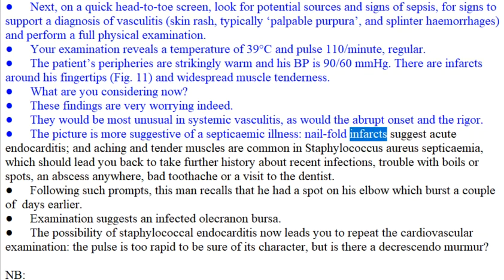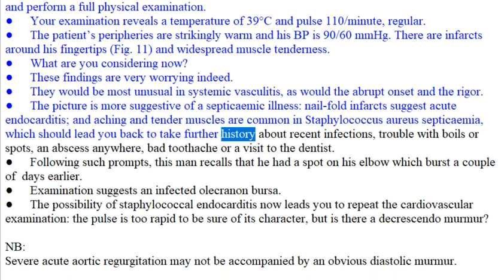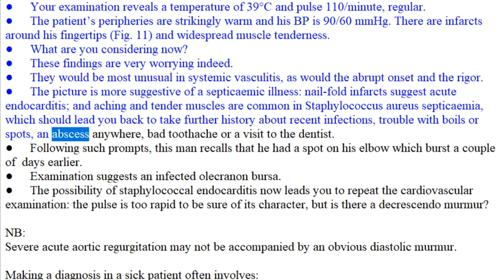Nail fold infarcts suggest acute endocarditis, and aching and tender muscles are common in Staphylococcus aureus septicemia, which should lead you back to take further history about recent infections, trouble with boils or spots, an abscess anywhere, bad toothache, or a visit to the dentist.